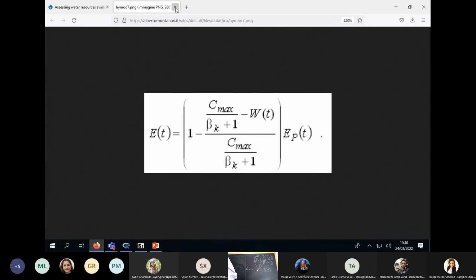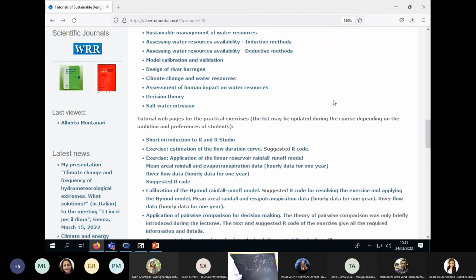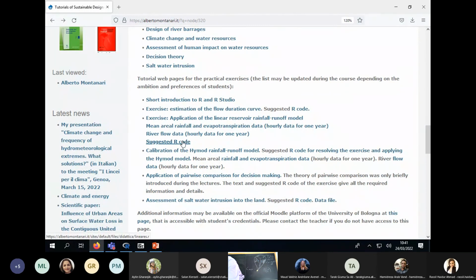Okay. Now we can look at the code. So let me go back here. If you look at the web page of our course, in the exercises part, there is the calibration of the IMOD rainfall runoff model, with a suggested code for solving the exercise and applying the IMOD model. This is much more than applying the model, it's calibration of it. So it means that I have to write a code that applies the model in order to find the best parameter values. This is calibration. So let's see the code.